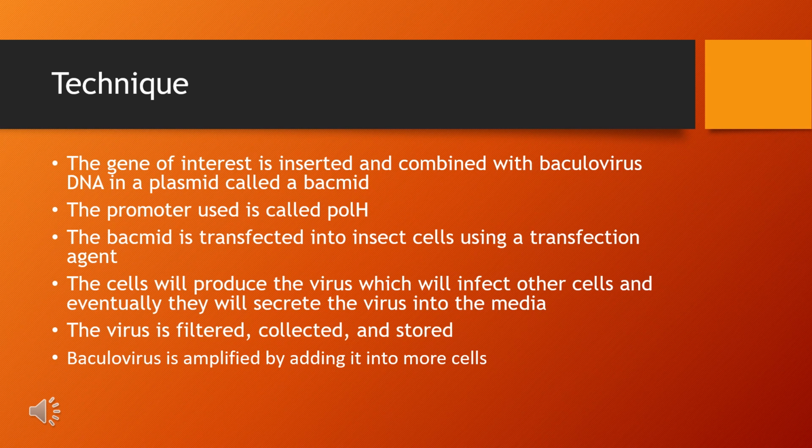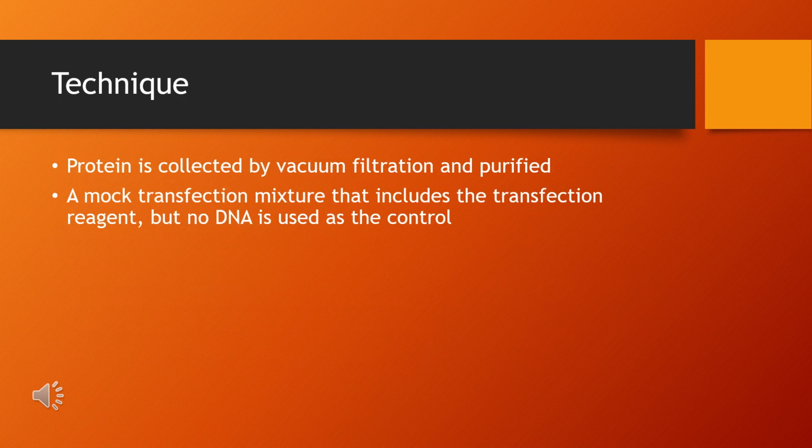And the point is to create more and more virus so that it can be infected into other cells to produce more protein. So the virus is filtered, collected, and stored, and then it's amplified by adding it into more cells. So then finally the protein is collected by vacuum filtration, and then it can be purified.